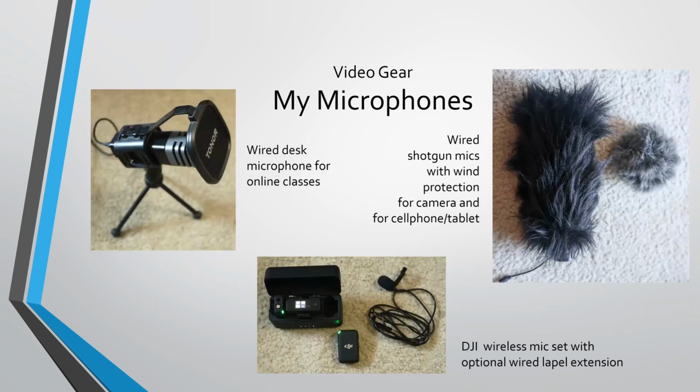So here's a picture of my microphones. The wired desk microphone on the left is plugged in by USB to the computer. On the right are my shotgun mics: the one I showed earlier, the big one for the big camera, and then the little one there plugs into a cell phone or a tablet in the headphone jack. And we used that early on. And then at the bottom are some wireless mics that you can use, and they're reasonably inexpensive.